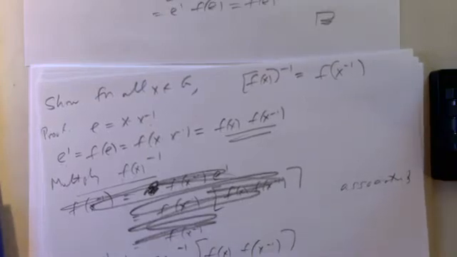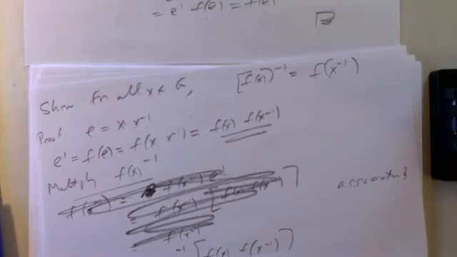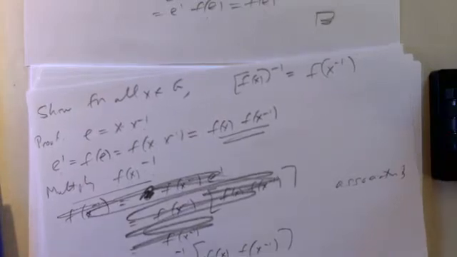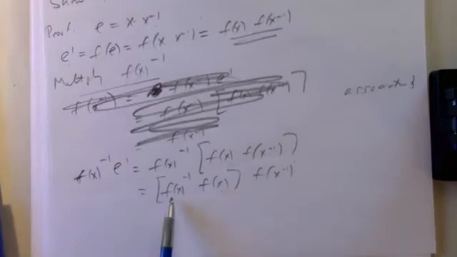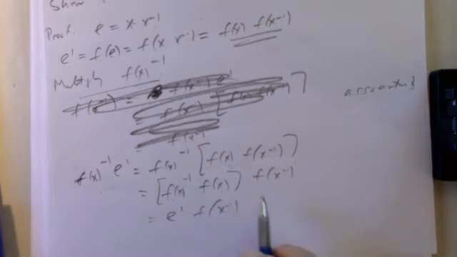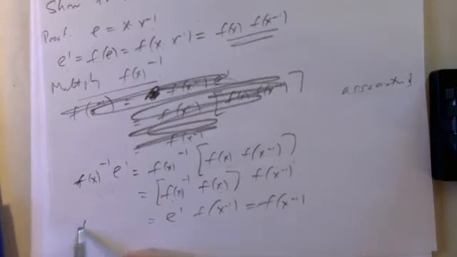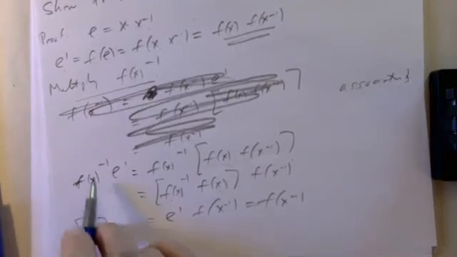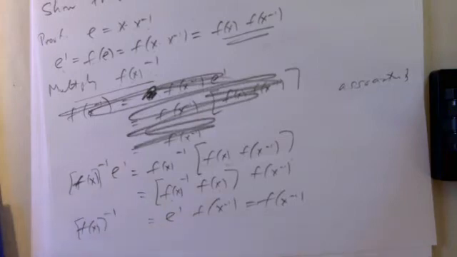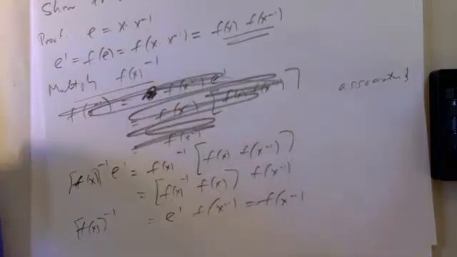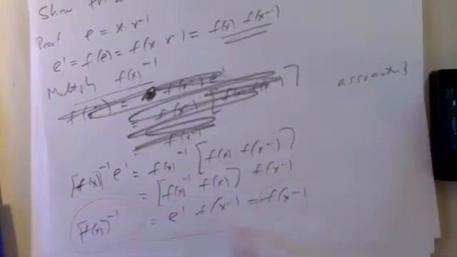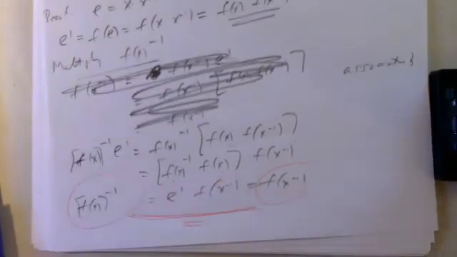By associativity, this is f of x inverse times f of x times f of x inverse. An element times its inverse is just the identity. This is the identity times f of x inverse, so this is f of x inverse. And here I have the inverse of f of x. So this and this, they're equal. So that's the proof.